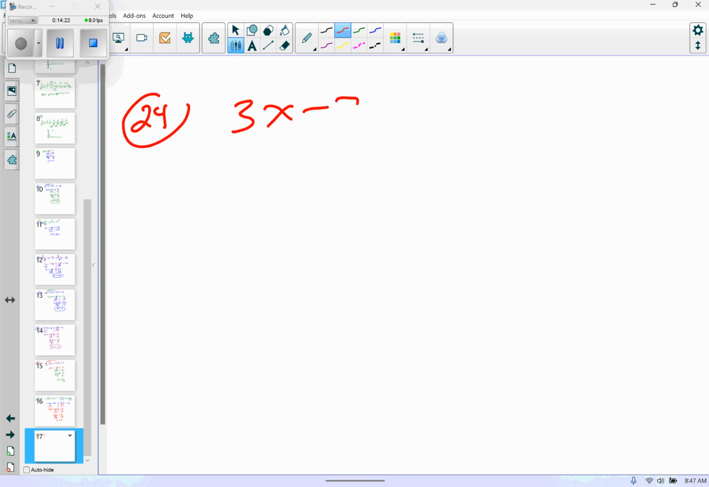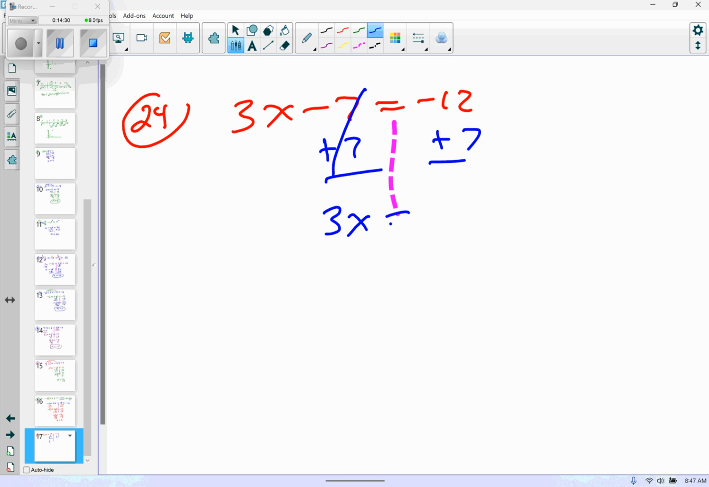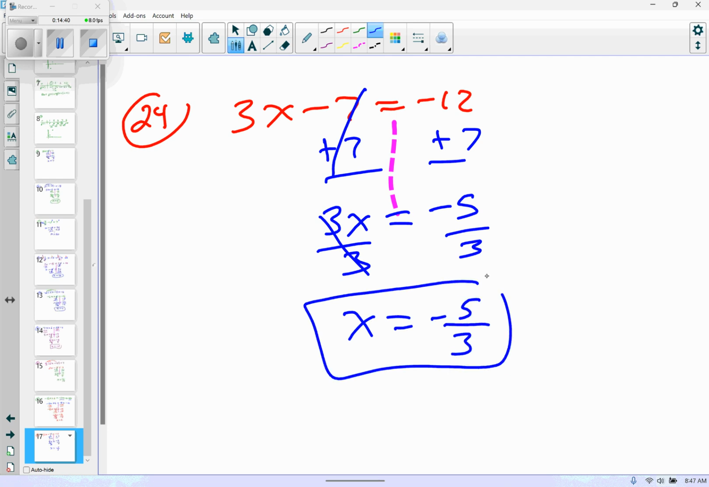3x minus 7 is equal to negative 12. Let's go ahead and add 7 to both sides. Those cancel. Negative 12 plus 7 is going to be negative 5. Divide each side by 3. And go ahead and leave it as negative 5/3. You don't have to make it a decimal. Just keep it like that.